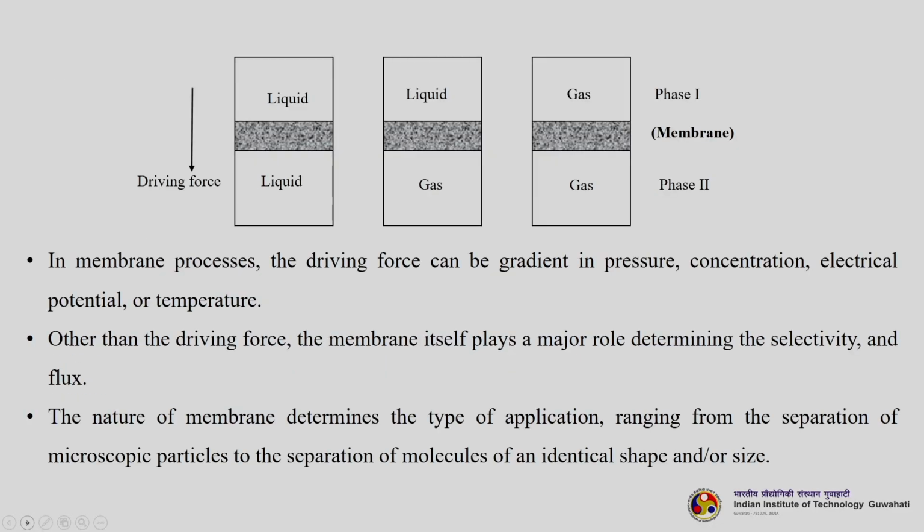So, we can have different types of separation in membrane. We can have a liquid separation, a liquid gas separation, a gas separation. In the membrane processes, the driving force can be a gradient in pressure, concentration, electric potential or temperature. Other than driving force, the membrane itself plays a major role in determining the selectivity and flux. The membrane material basically. So, the nature of the membrane determines the type of application, ranging from the separation of microscopic particles to the separation of molecules of an identical shape or size.